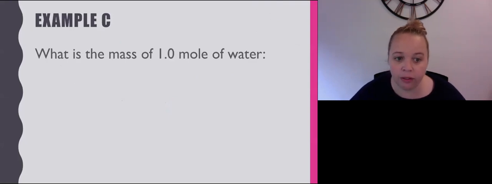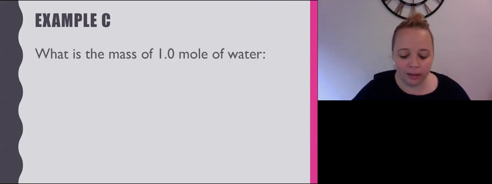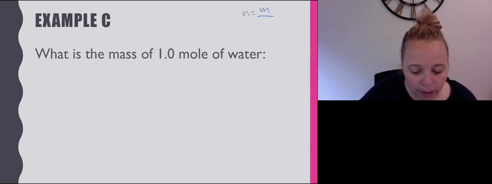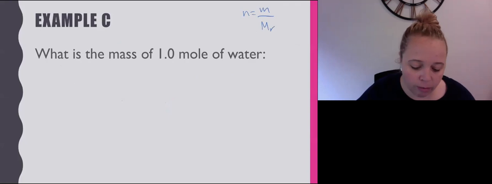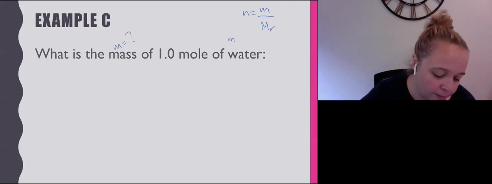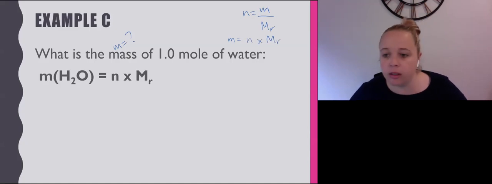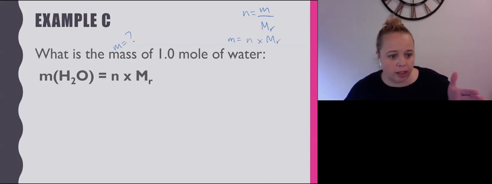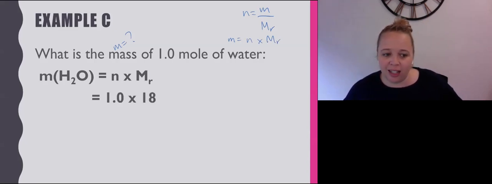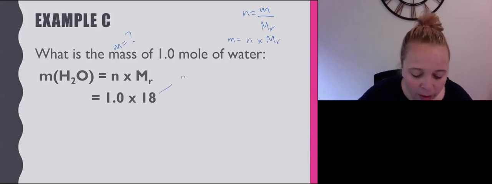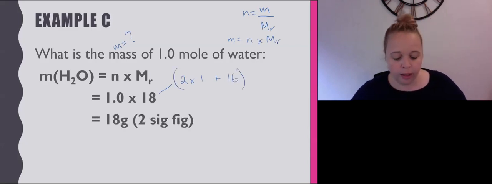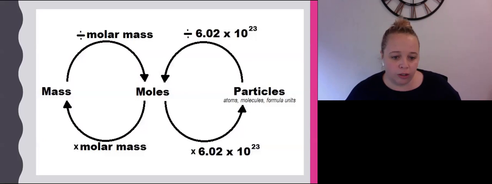The last example we have here is, what is the mass? Okay, so N equals M over MR is the first thing I need to do. I can rearrange that because I want to know mass. M equals N times MR. So that's what I've got here. The mass of water is equal to the mole of the water times the formula mass. 1 times 18, where did I get the 18 from? 2 times 1 plus 16. Okay, we end up with 18, only 2 sig figs.